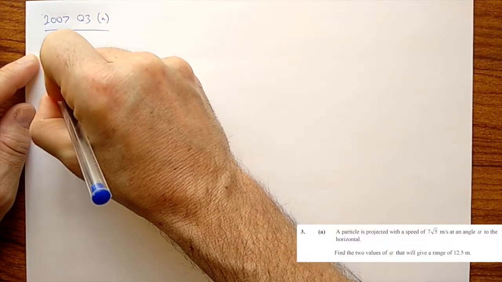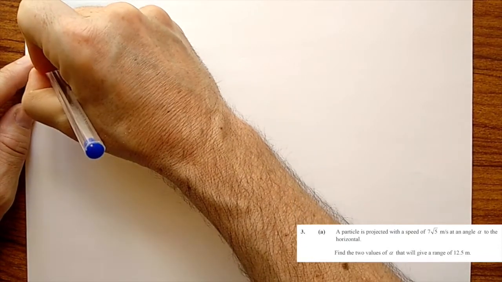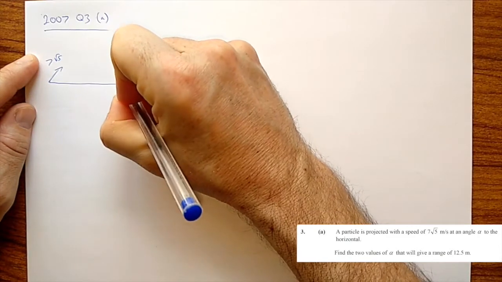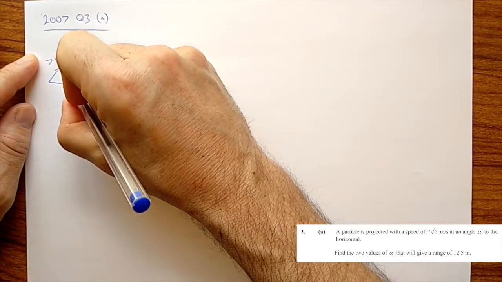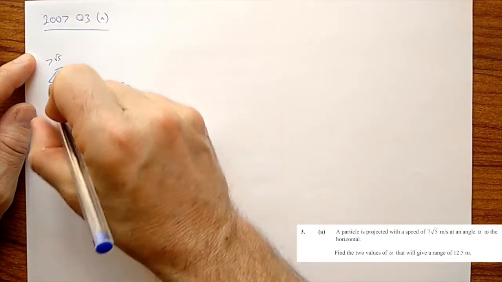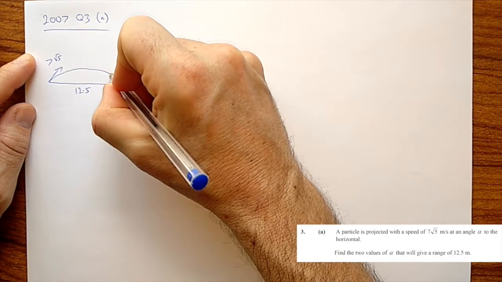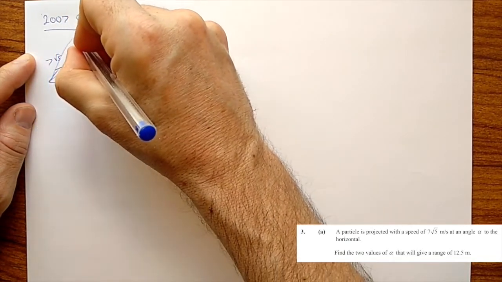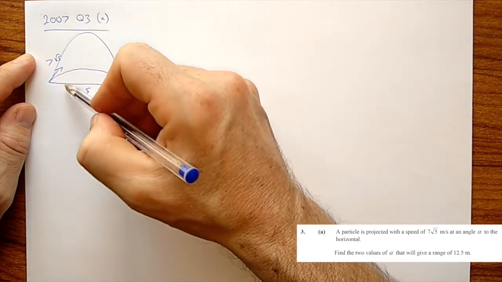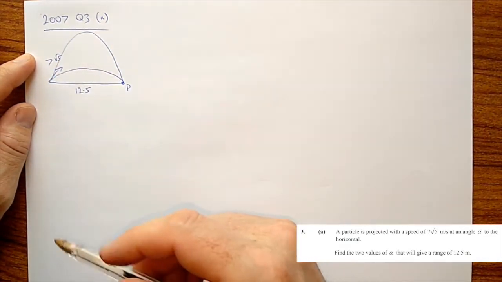So just to show you what this is going to look like a little bit in reality, we're launching from here at 7 root 5, and it's going to land here. I'm going to call this point P, and that is 12.5 meters away. This is either going to be a nice shallow launch like that, or a much higher up and down one like this. So I should see two angles of alpha, one probably less than 45, one greater than 45.